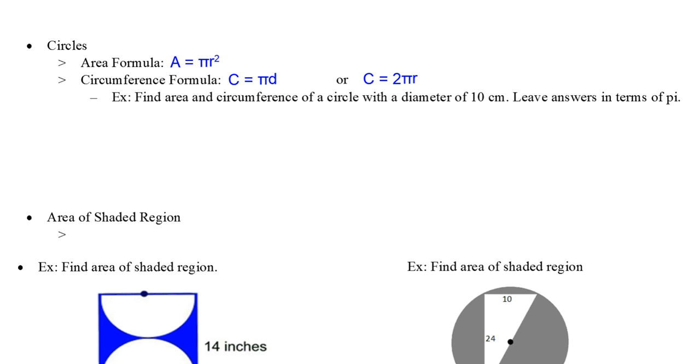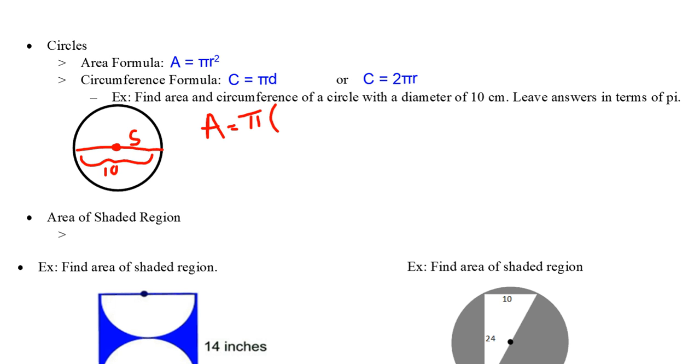Okay, so find the area and circumference of a circle with diameter 10 centimeters. If I have a circle and the diameter of that circle is 10, we should know that the radius is exactly 1/2 of the diameter. So if the diameter is 10, then that makes the radius 5. So I'm looking for 2 things. I'm looking for area, which I know is pi r squared.